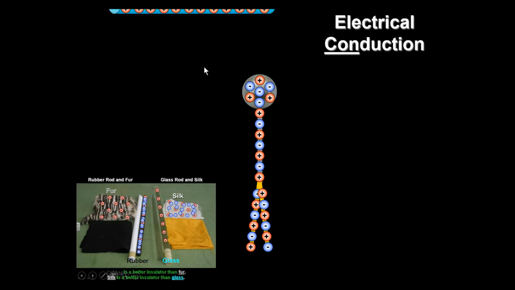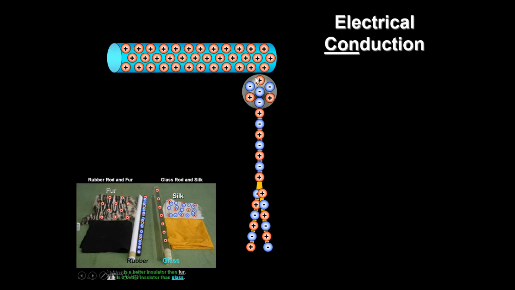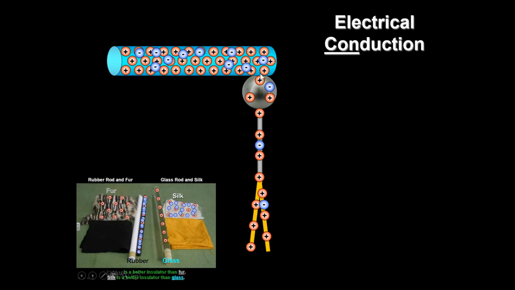Conduction is where I actually take my rod here and touch. And when we touch, we'll usually see a spark. And these electrons are going to try to neutralize, trying to get an equal charge up here as it is down here. But since electrons left, it became positively charged.